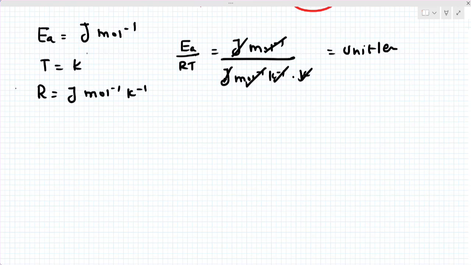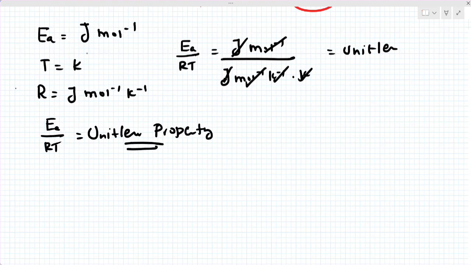Therefore, Ea by RT is a unitless property. Very important, because all units cancel each other, right?